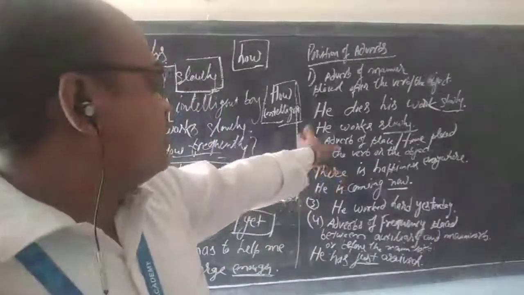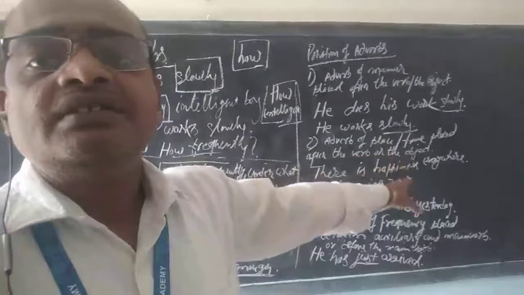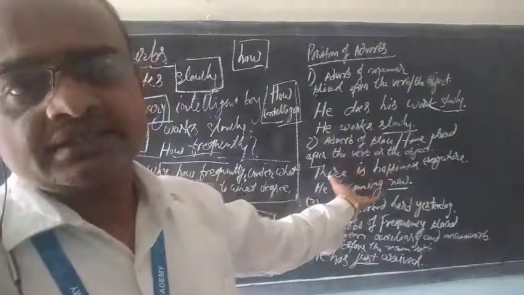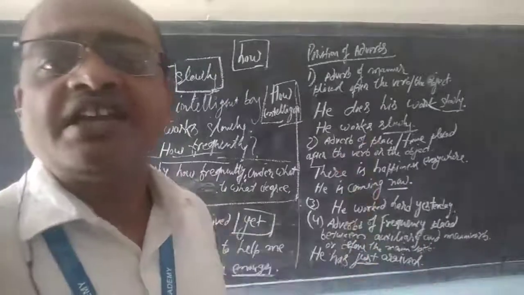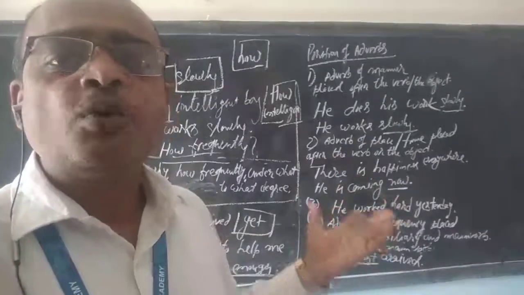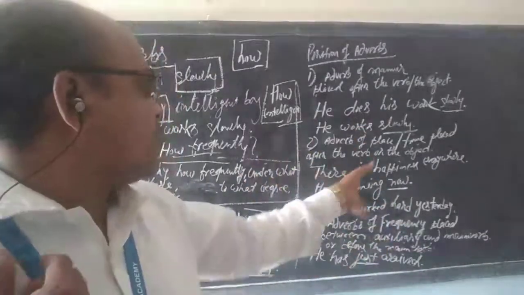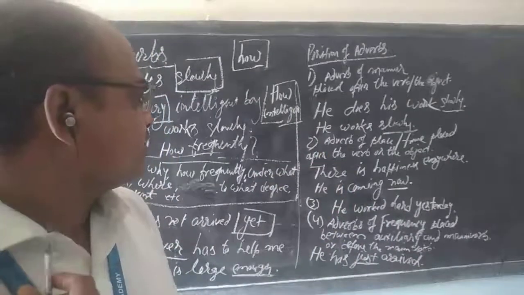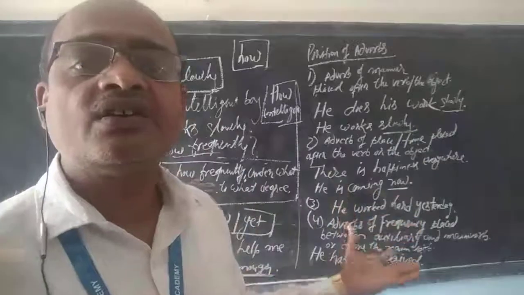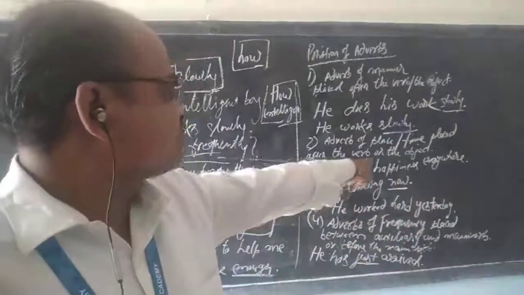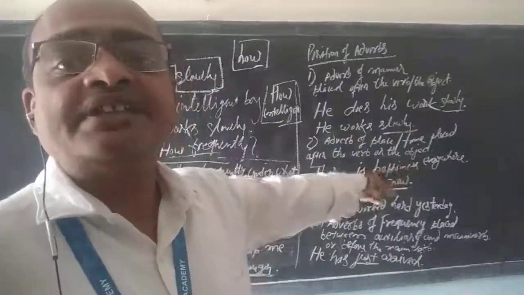Regarding adverb of place or time, the same rule applies. Just put it after the main verb if there is no object. If there is an object, put it just after the object. Okay. There is happiness everywhere. See here, after happiness we have used everywhere because happiness is an object.